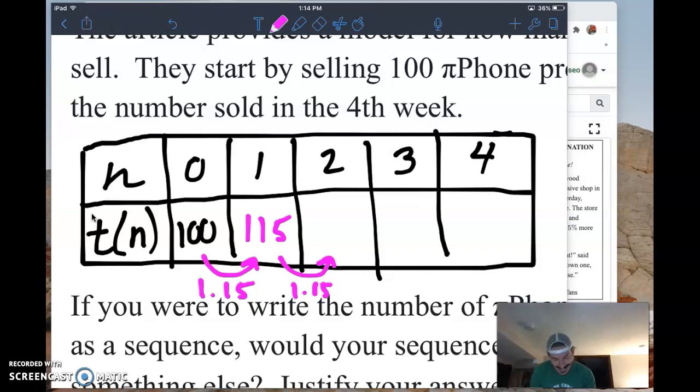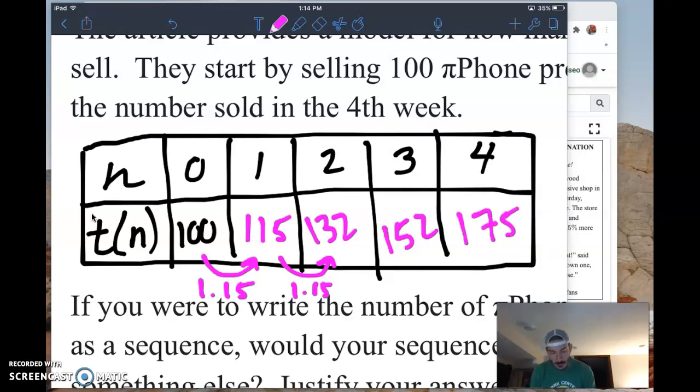132.25. Now I know I can't sell 132.25, so I'm just going to round that down to 132. But then I'm going to continue. I'm going to keep going in week 4. 132.25 times 1.15, my fault. I've got to re-enter that. And I get 152.0875, and that to me says 152. And then finally I'm going to do the last week, and just one more time, times 1.15. I hit enter, and I get 174.900625. So I'll round that up to 175.